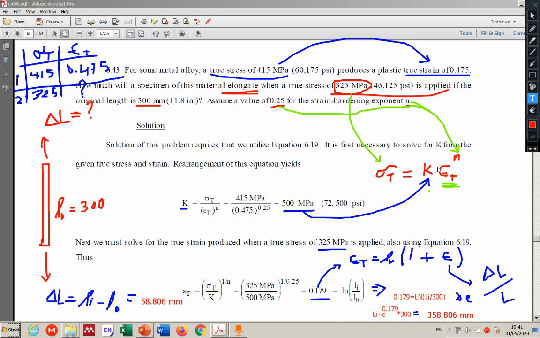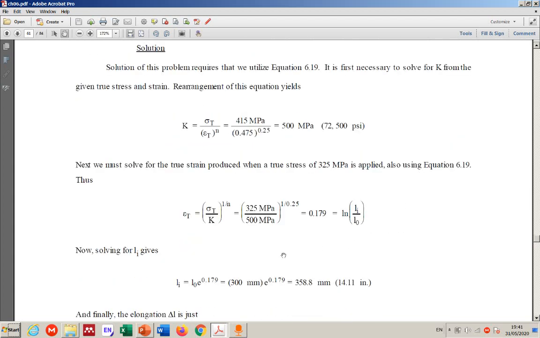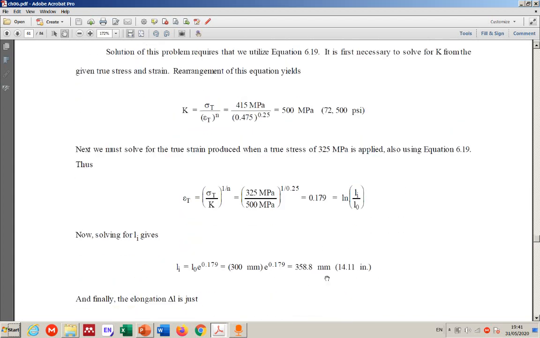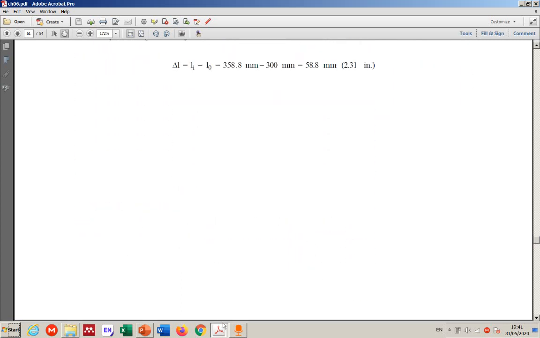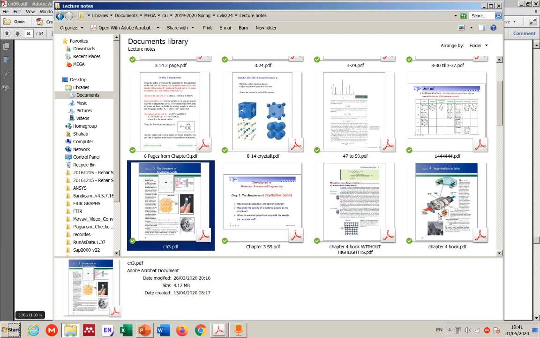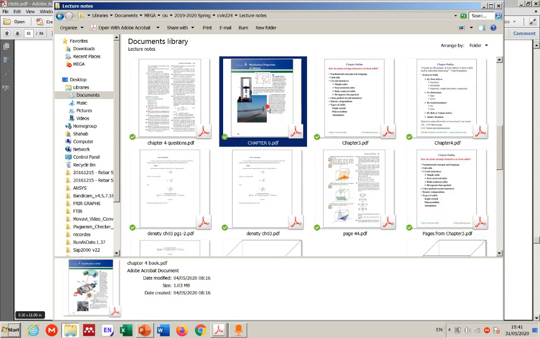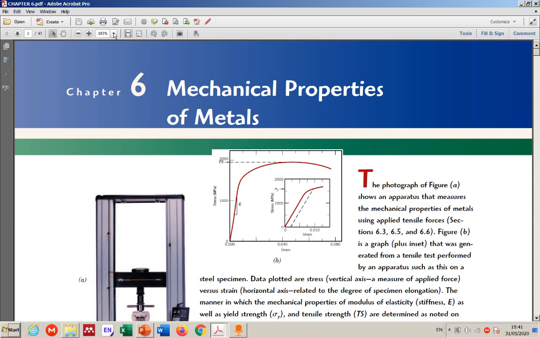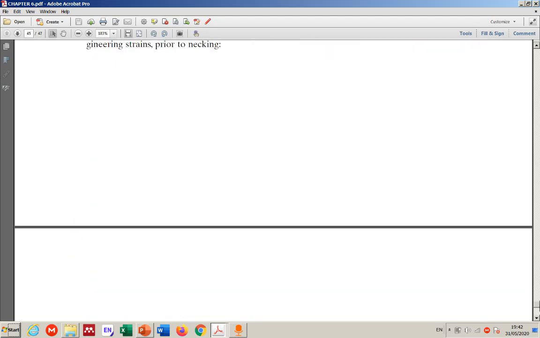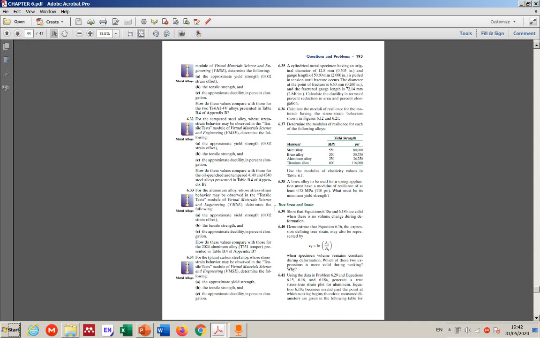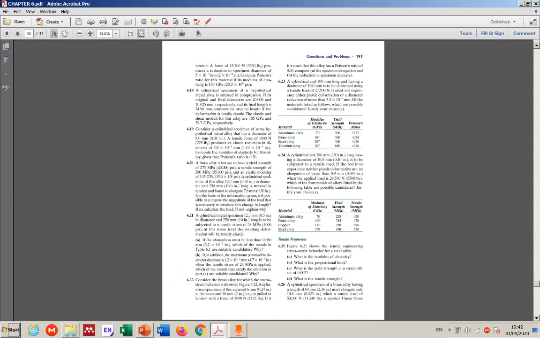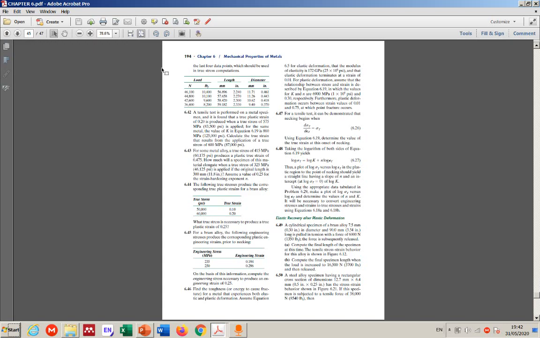Now I'm going to solve one more example. This is 358, yes, exactly, and this delta L will be 58.8 millimeter. So we're solving another example. Let's see, for chapter 6, which one to solve again. One which relates engineering stress and engineering strain with true stress and true strain. I'm going to solve one because we may have this case in the exam also. Now let's see.